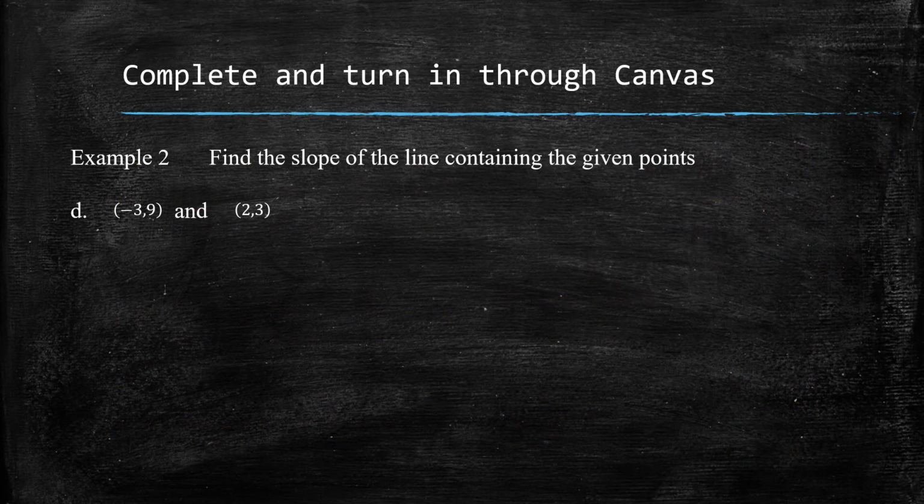Okay, complete this one and turn it in through Canvas. So part D, same direction. So you want to find the slope of the line containing these 2 points.